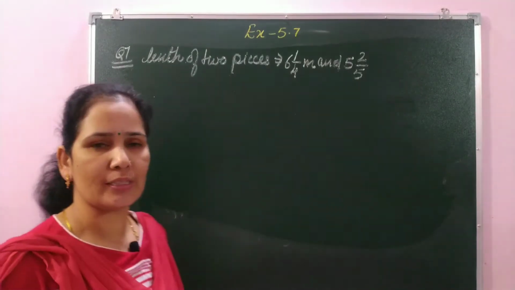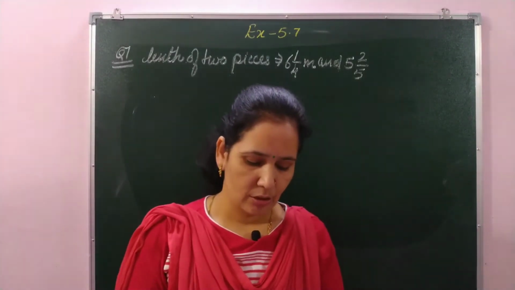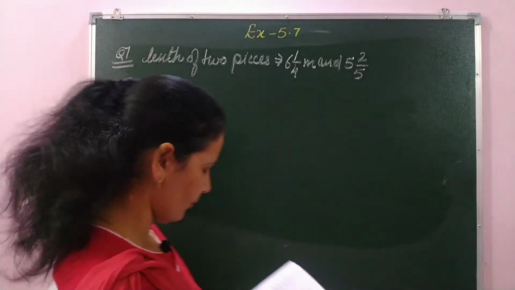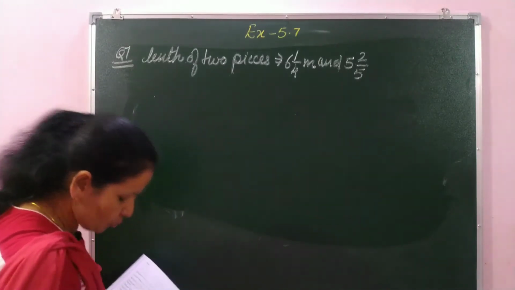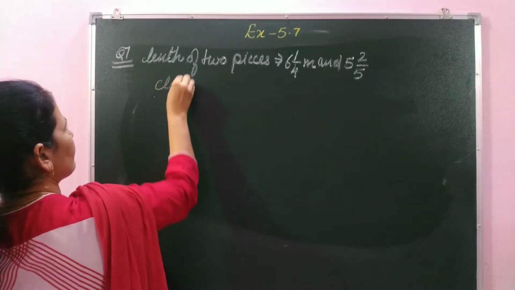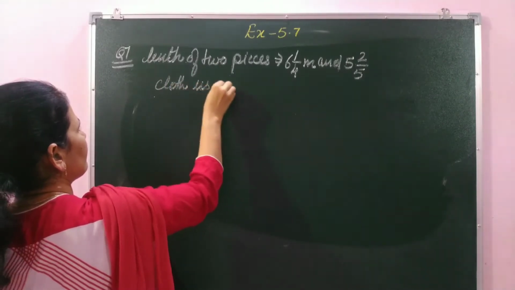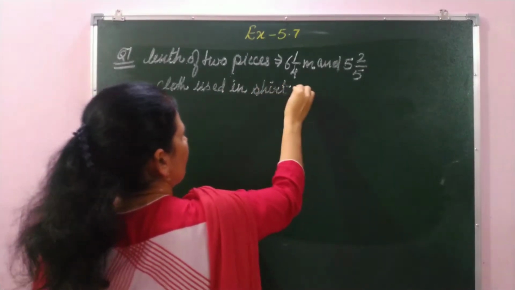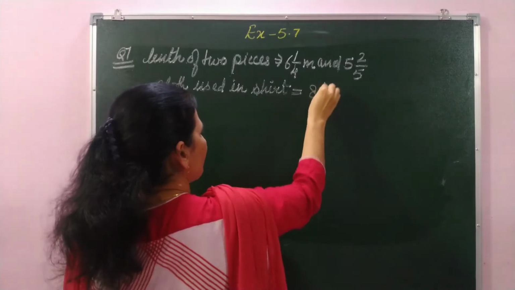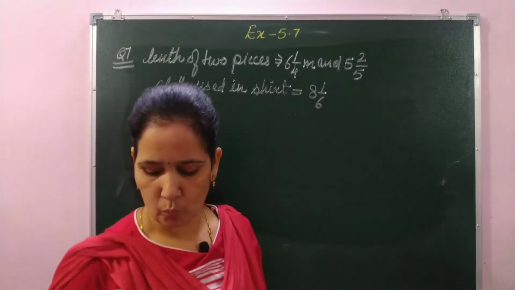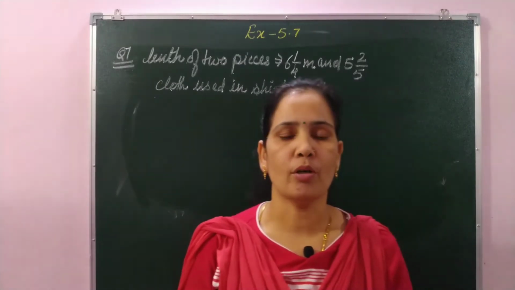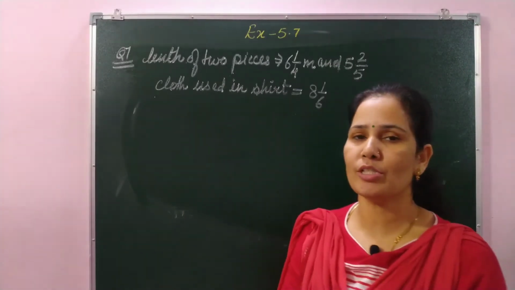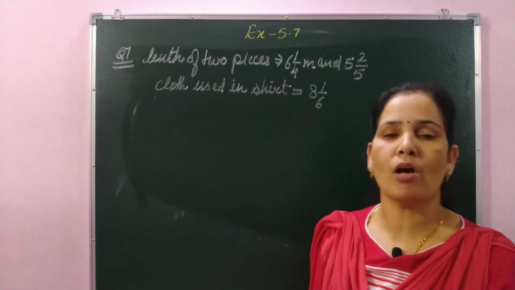And out of these 2 pieces, Simone used 8 1 by 6 meter to stitch a shirt. So here we will write cloth used in shirt, that is 8 1 by 6. And the rest of the cloth, whatever cloth remains from here, Simone used to make a table cover. So students, we have to find out how much cloth remains for the table cover. So how to solve this question?